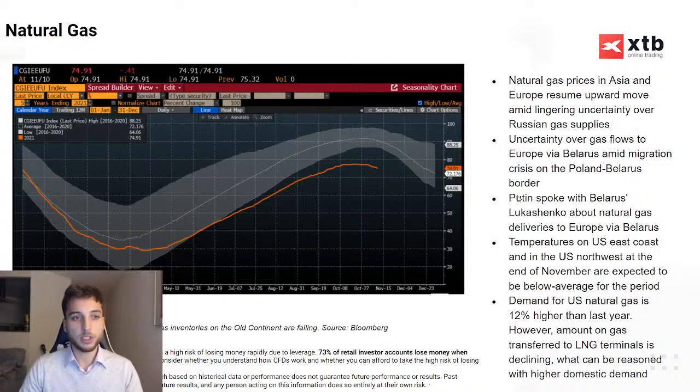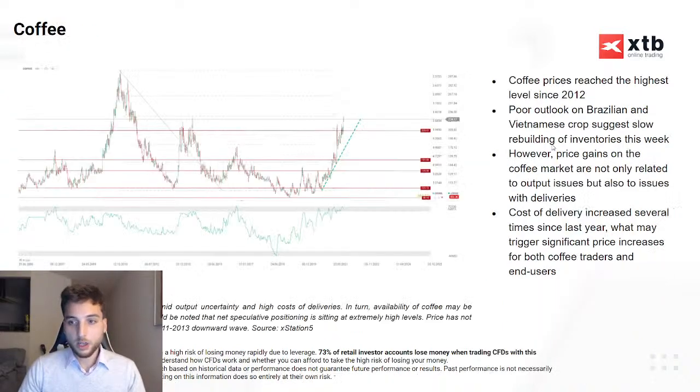as we head into really the final stretch of the year with the increase in demand for these heating resources and energy. And I think one final one would be coffee, which is something that maybe not many people follow, but is an interesting commodity to follow because it's a seasonal commodity as well. Coffee prices reached the highest level since 2012. Poor outlook on Brazilian and Vietnamese crops suggest slow rebuilding of inventories this week.